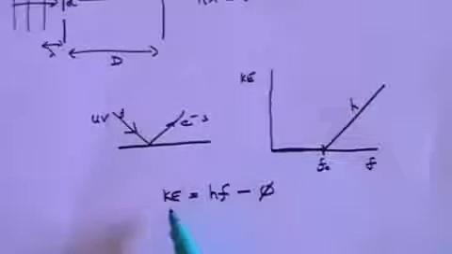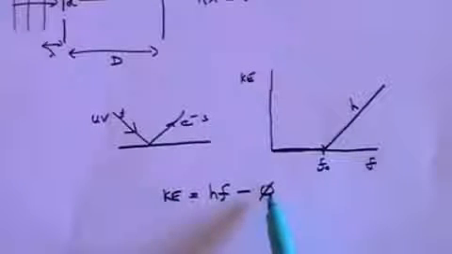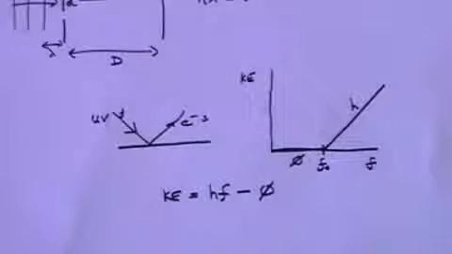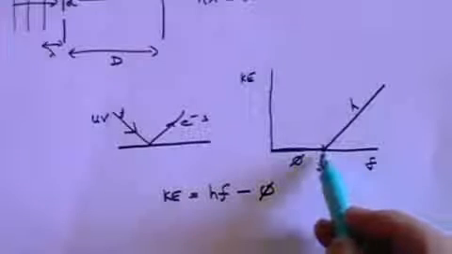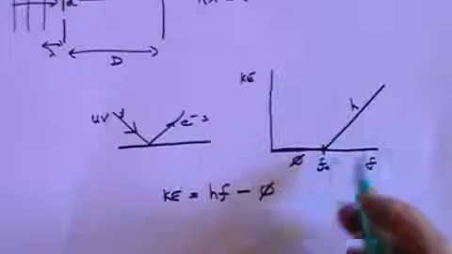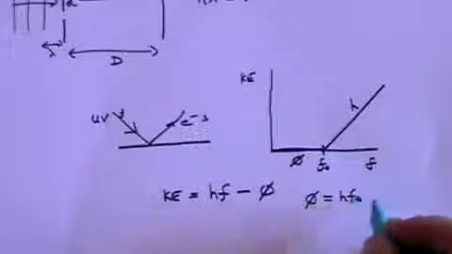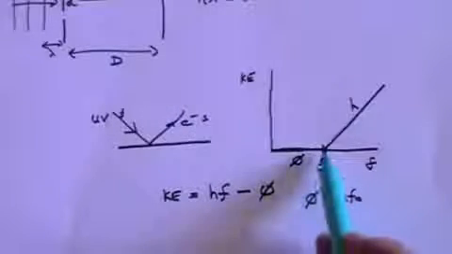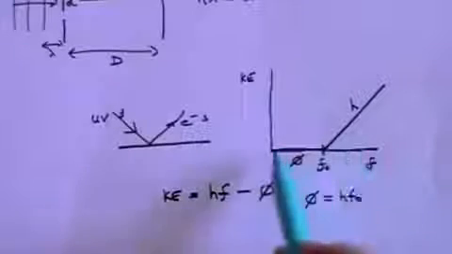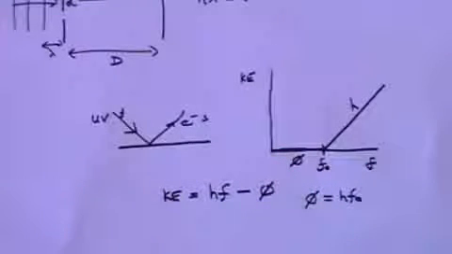It also means that when the kinetic energy is 0, hf equals phi. And that arises when f equals f0. So what we're really saying is that phi equals hf0, because that's the frequency when the kinetic energy is 0.